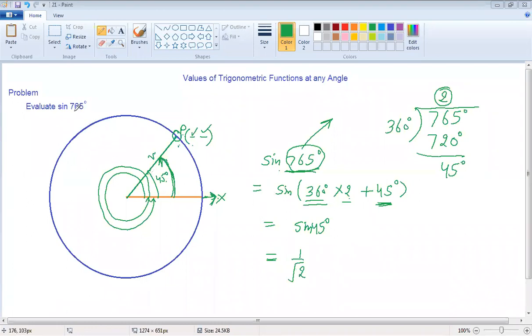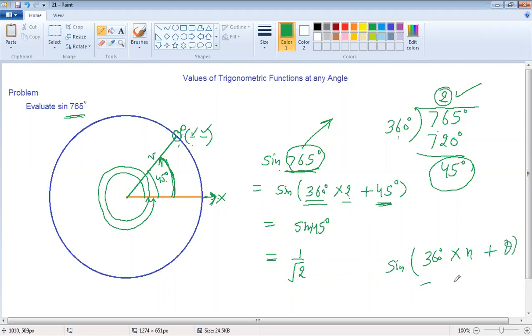So what we have to do, practically, if we are given an angle of size greater than 360 degrees, is divide that angle by 360 degrees. We don't bother about the quotient, because the quotient means the number of complete rotations, which makes no difference. We are concerned only with the remainder. So in general, sine of 360 degrees multiplied by n complete rotations plus remainder theta will be the same as sine theta. Here the remainder is 45 degrees, so we get sine 45 degrees, and we already know its value, 1 by root 2.